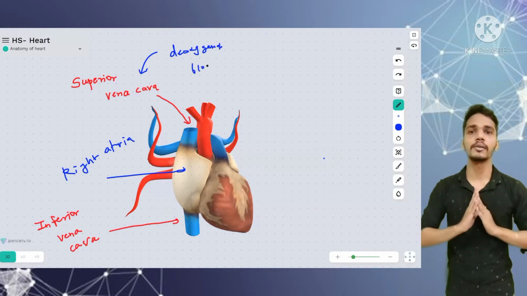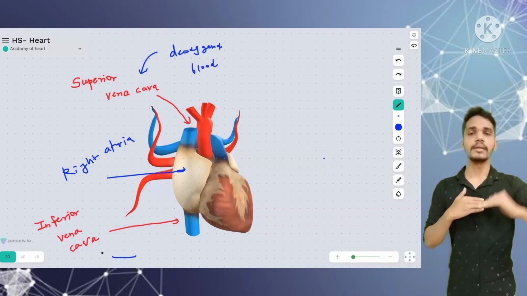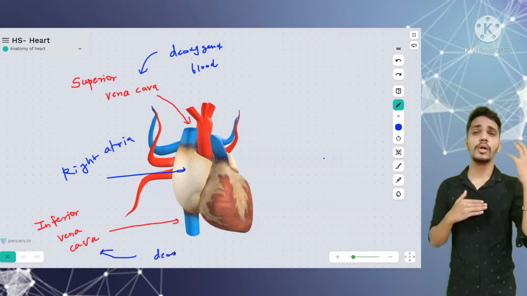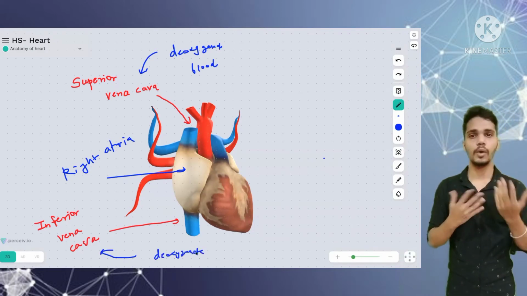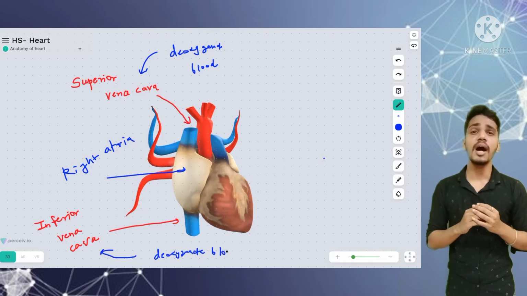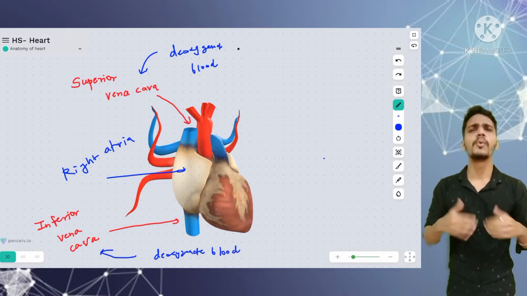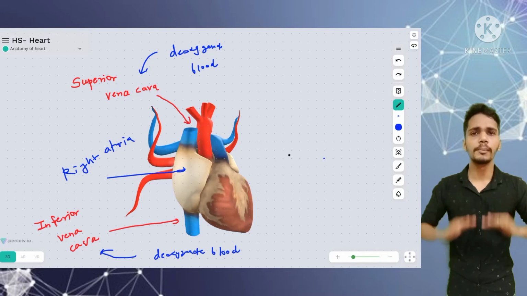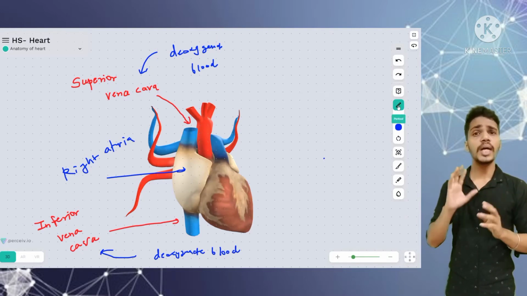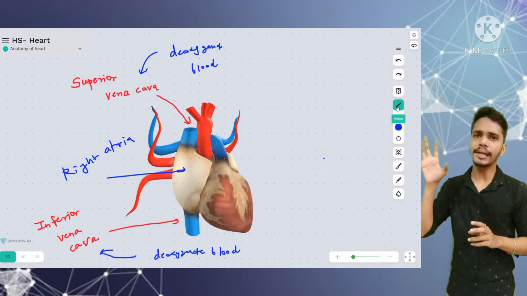What is the above part? The heart is located here. So this is the above part, this is the below part. So the superior vena cava is going to collect blood from this part, obviously, and the inferior vena cava is going to pour the deoxygenated blood from the below part. Yes, exactly. So once the blood is poured into the right atrium, what is the next step?